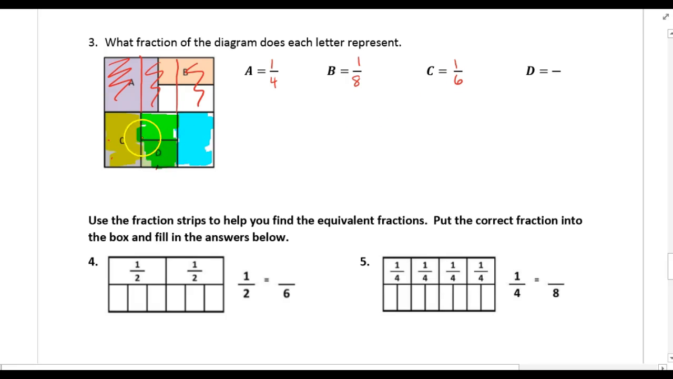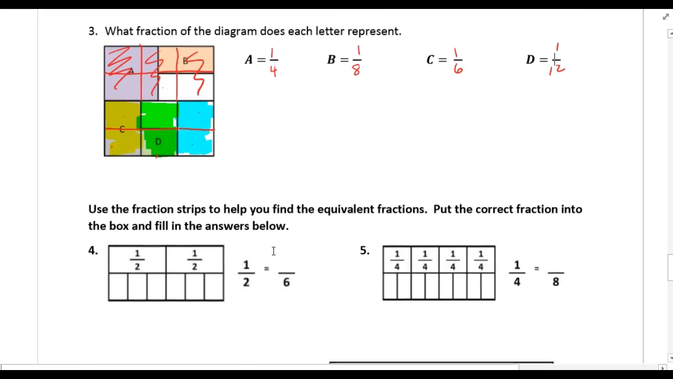Now for D, if you think about it, if I draw the line here, and I draw the line here, now I've developed 1, 2, 3, 4, 5, 6, 7, 8, 9, 10, 11, 12 blocks, and D represents 1/12 of that. Okay, I hope that makes sense. And if you don't get that, I'm not worried, but hopefully it makes a little more sense.